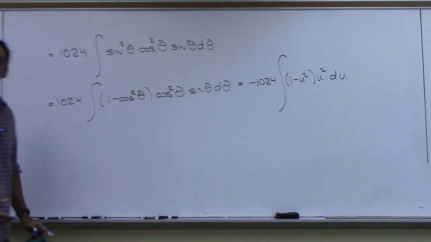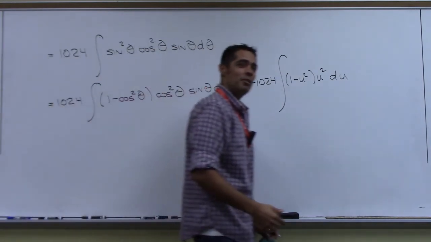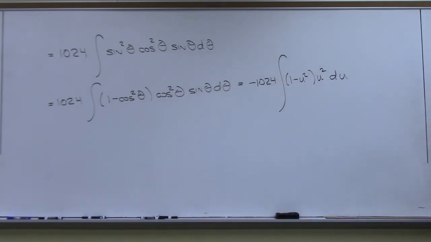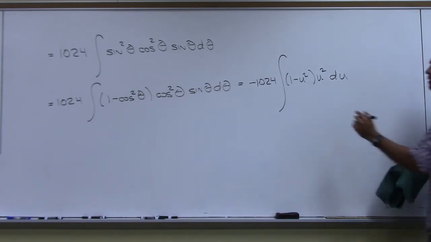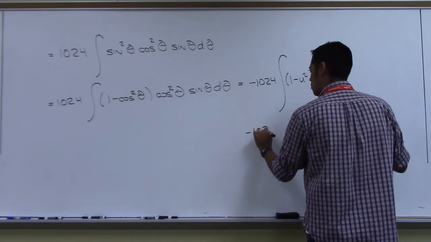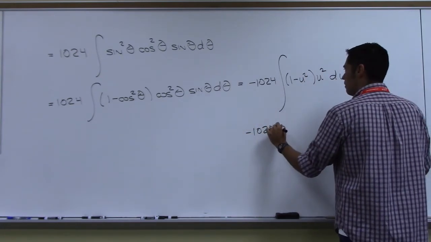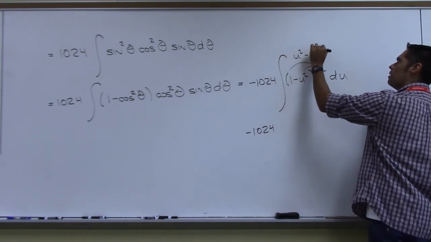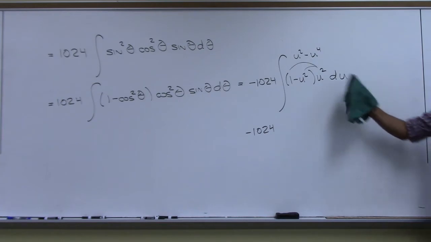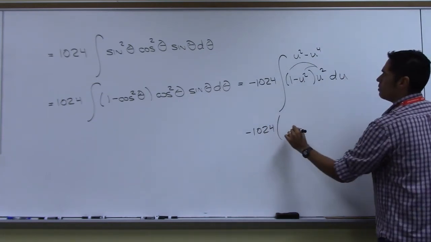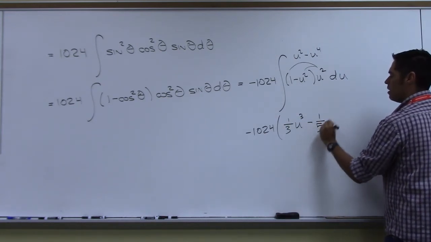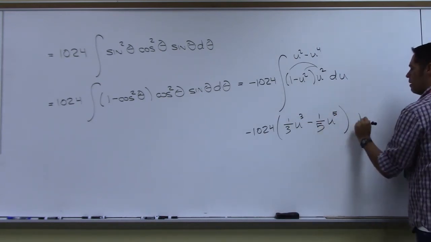That's a polynomial. What variable are we in now? We're in u now. We got to get back to where? X. But x got converted to theta first, right? So we got to go from u to theta back to x in the end here. So this is going to be negative 1024. Oh, I can just go right through this, can I? So this would have been what? U squared minus u to the fourth? So 1/3 u cubed minus 1/5 u to the fifth plus c.